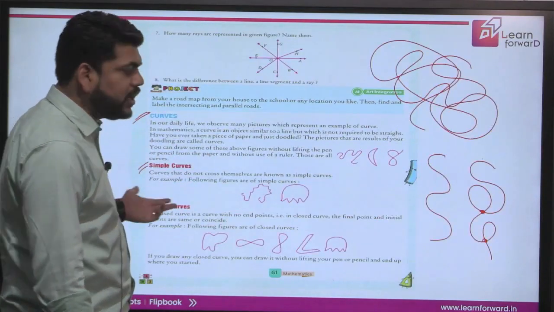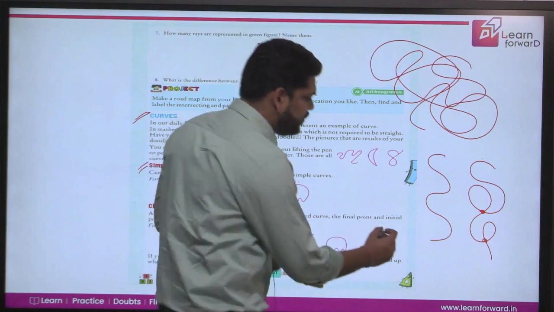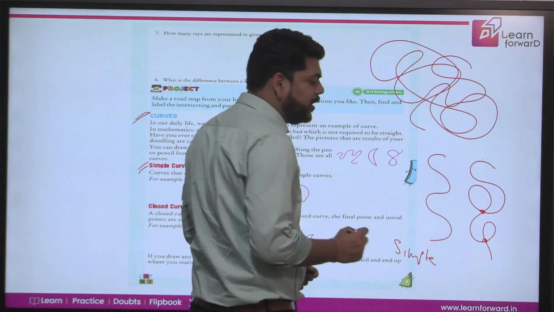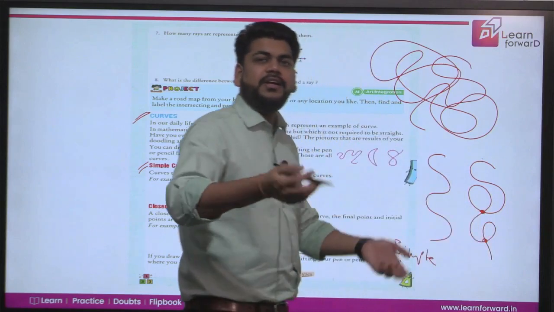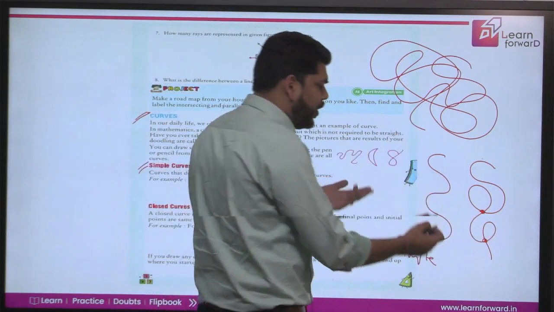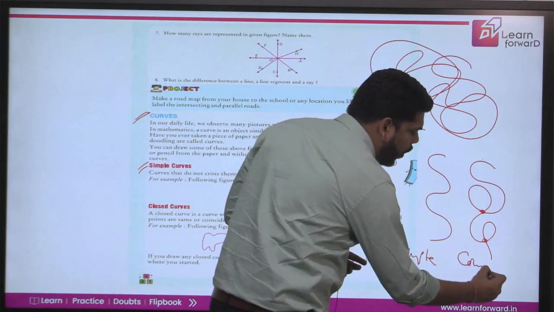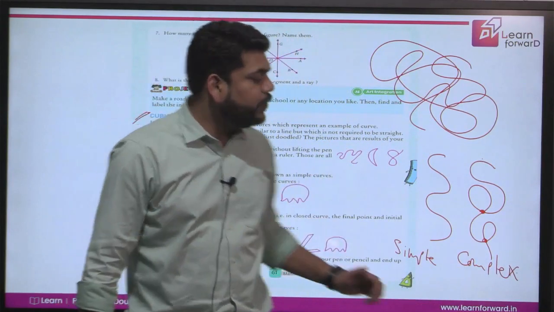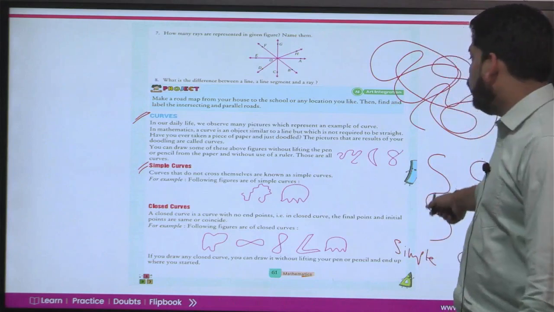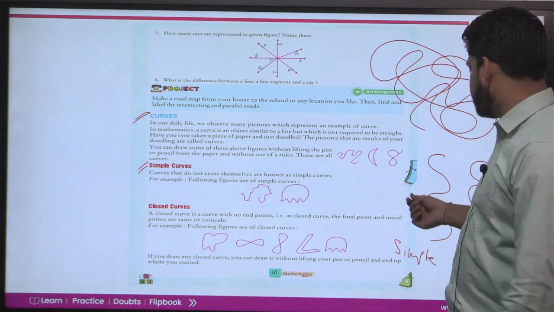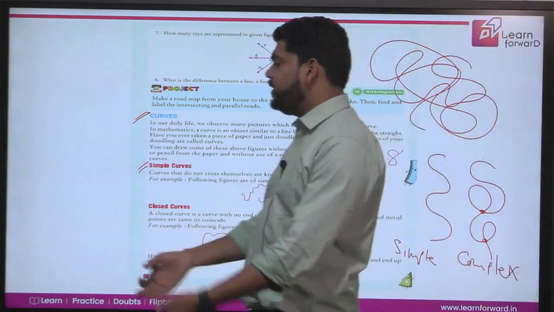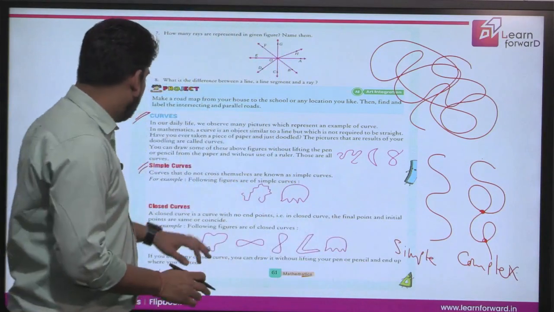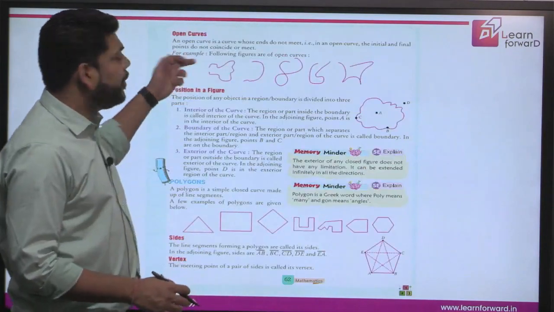Against the simple curve, what do we write? Complex curve. This is the simple curve, and when the curve intersects itself at any point, it's called a complex curve. You can write it down. It's not mentioned over here. So when a curve does not intersect, it's a simple curve. When the curve intersects itself, it's called a complex curve. Fine. Now next is the open curve.